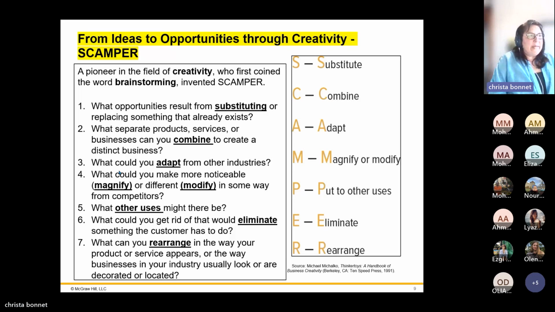Then number 3 is the A in SCAMPER, adapt. What could you adapt from other industries? Okay. Now, in our case, Lazat, please come in with examples from yours as well, so that I don't only use mine. If you look at your entrepreneurs, how can you help them to adapt certain best practices from other industries for them to work? Do you have a specific example?